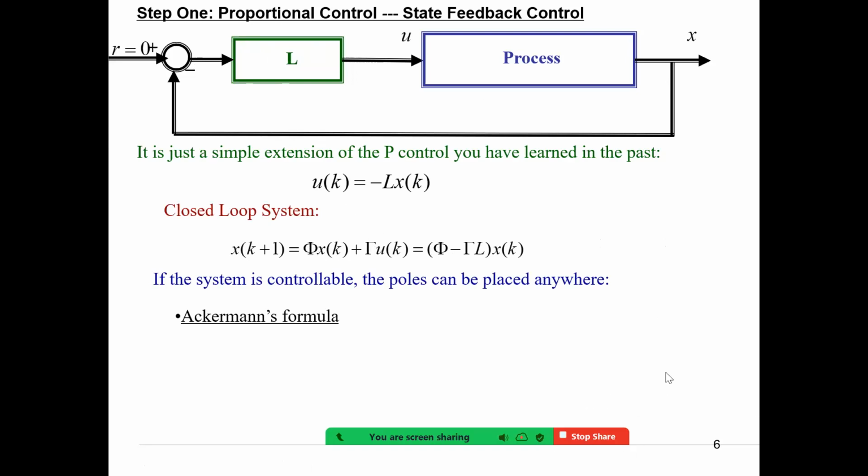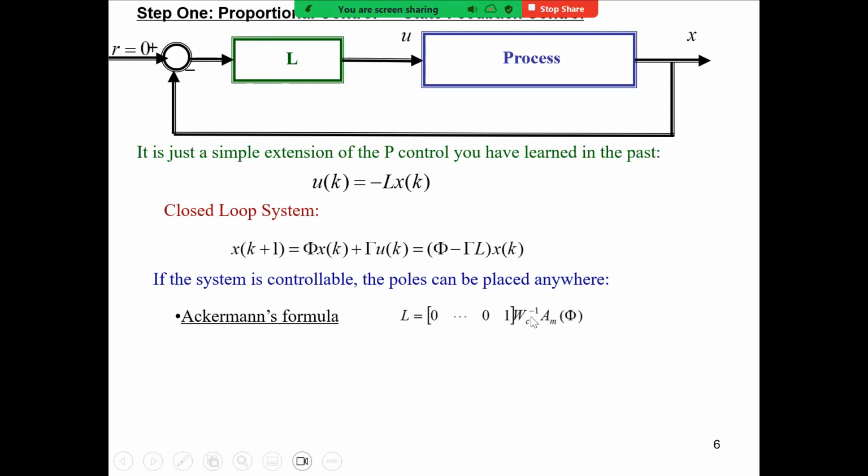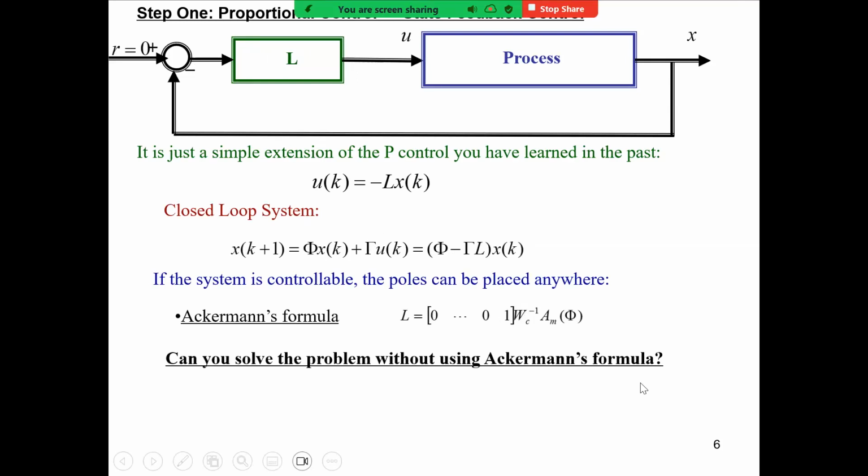We have Ackermann's formula for that. This one requires the system to be controllable, because it involves the inverse of the controllability matrix. But let's say, can you solve the problem without using Ackermann's formula? Of course, that's the way probably many of you preferred, right? You use direct comparison. Which means that you plug in the expression of minus Lx into this one. You get this one. This is how you compute the characteristic polynomial of this matrix phi minus gamma L. Of course, the coefficients of this polynomial will depend upon the gain L, right? And then you compare with the coefficients of the desired polynomial. In that way, you have a set of equations to find out L.